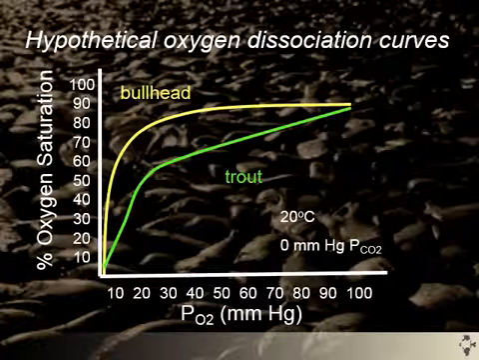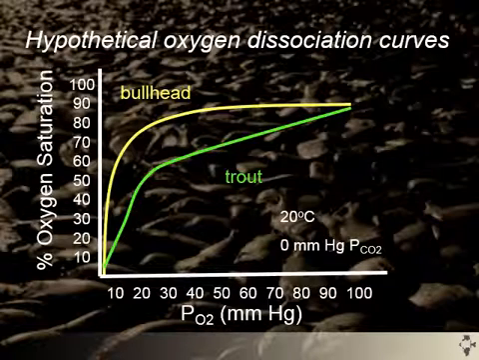So along the x-axis here, even for low values of available oxygen in the environment, the saturation of the bullhead's hemoglobin is much higher, substantially higher than that of the trout. Now, of course, the trout is adapted to those high oxygen environments, so it requires much higher pressures, much higher availabilities of oxygen in order to achieve the same full saturation of hemoglobin.